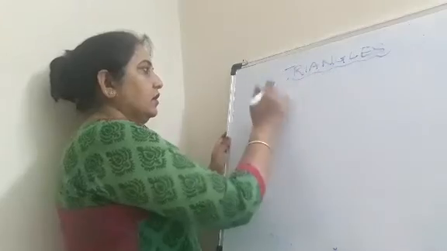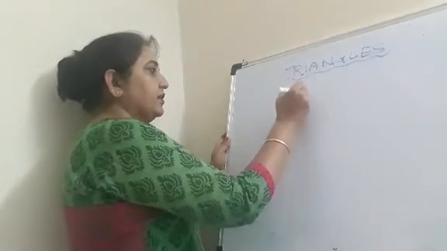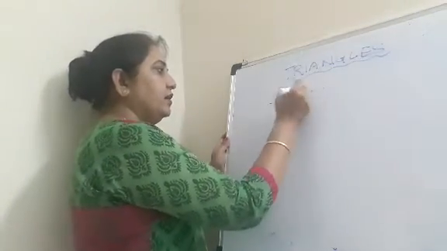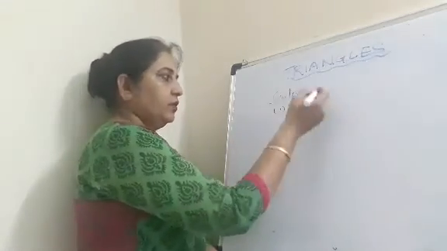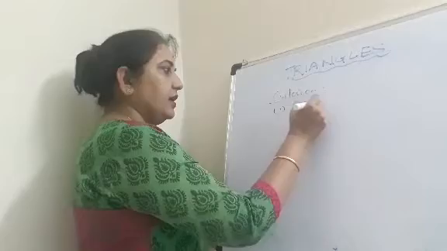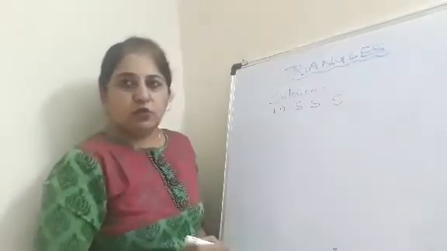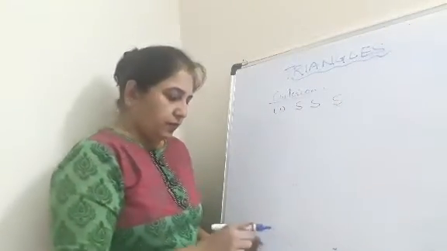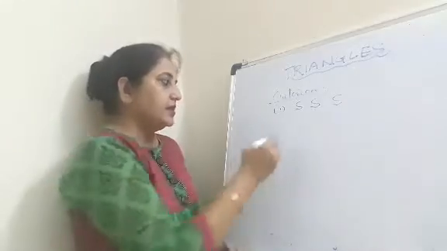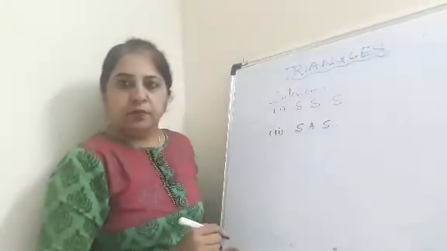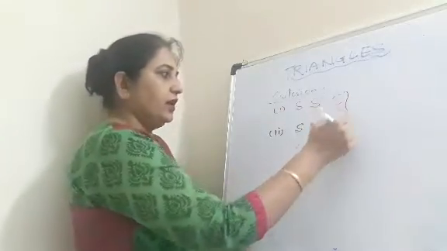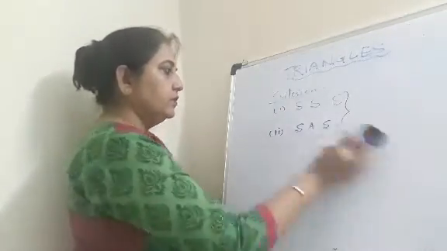Now, when we talk about the criterion, today I am going to teach you only two. Criterion means the rules. One is SSS, which is also called the side-side-side congruence. Then SAS, that is side-angle-side congruence. We are going to study these two today, and then we will proceed tomorrow.